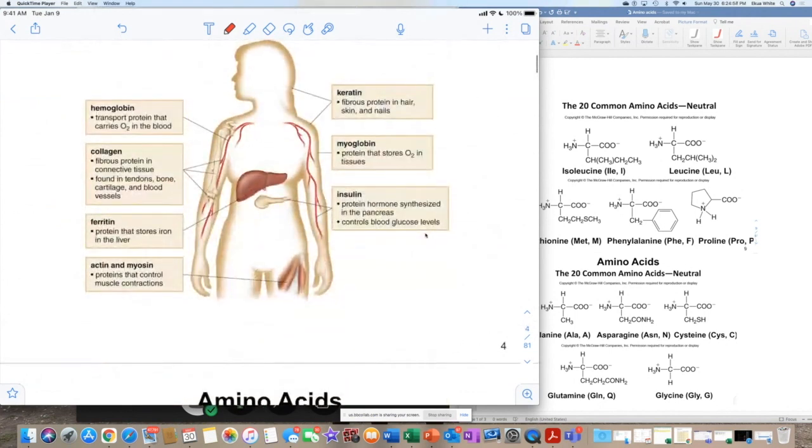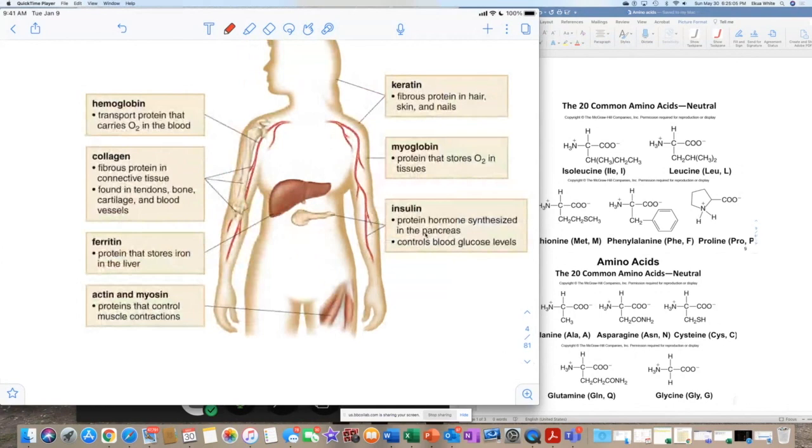So we have a picture here showing us the different functions of protein in our bodies. This is very important. Proteins transport oxygen in the blood. The name of that protein is hemoglobin. Collagen. This is a fibrous protein in connective tissue found in tendons, bones, cartilage, blood vessels. Collagen is also used to keep people youthful. So people who are working out a lot will take collagen to repair their torn muscles but also remain youthful.